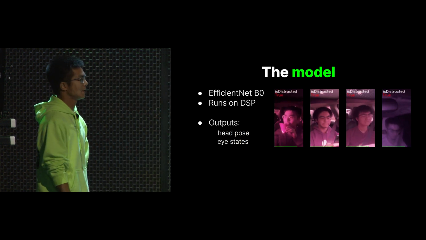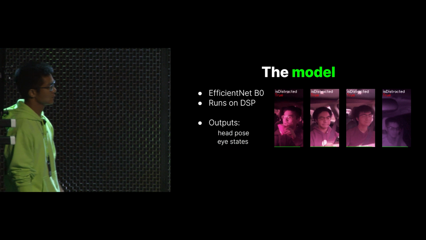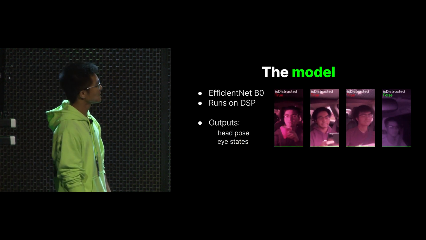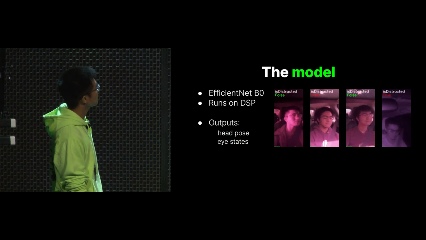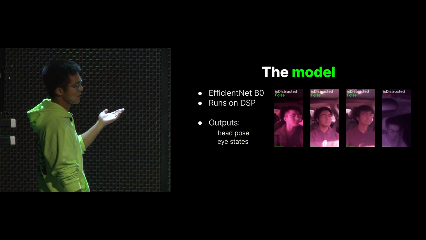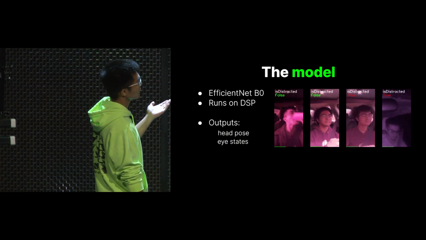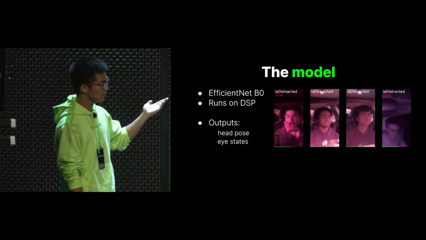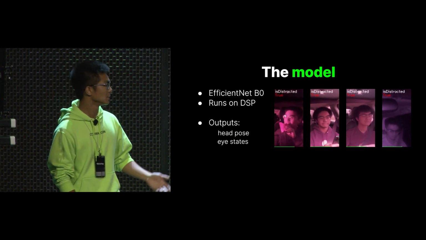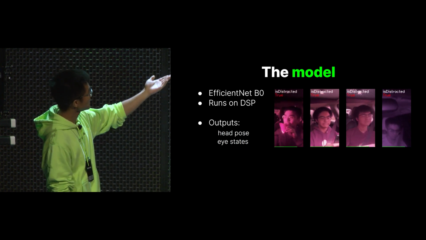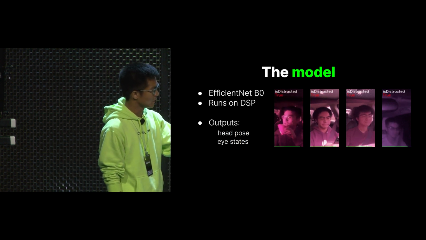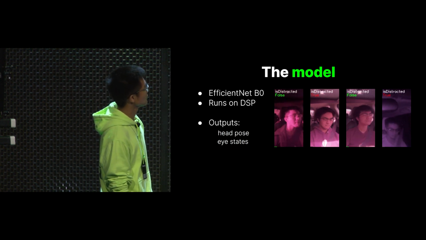Here are a few examples of the DM model in action when I was driving. We can see that by looking at only the head and the eyes, you can actually catch things from simply looking away or playing with your phone when driving, to the even more subtle, like falling asleep somehow. And of course, the model works both day and night.